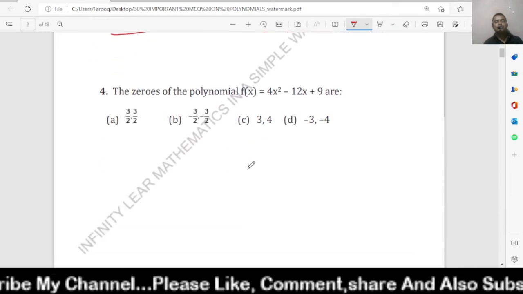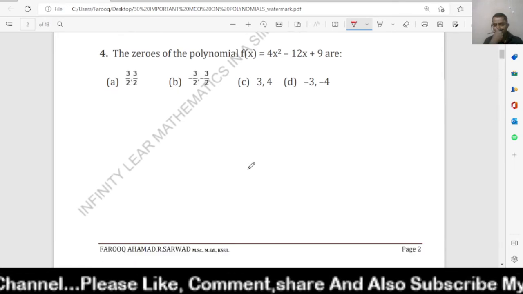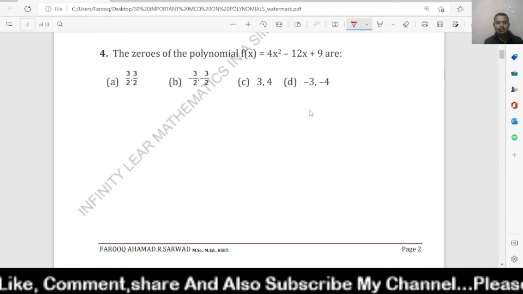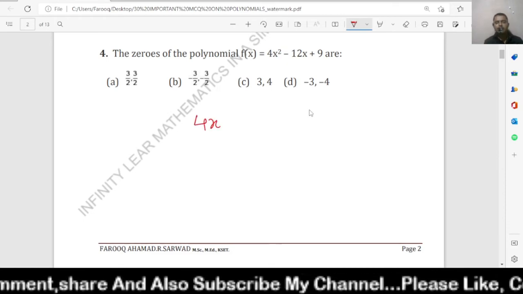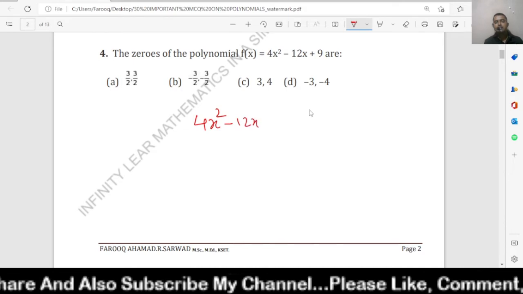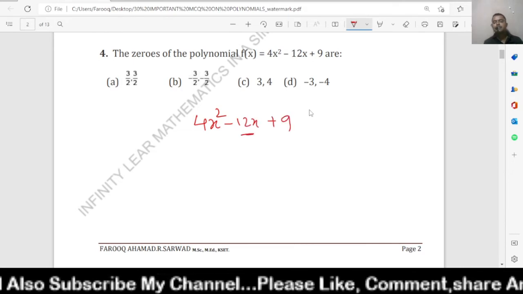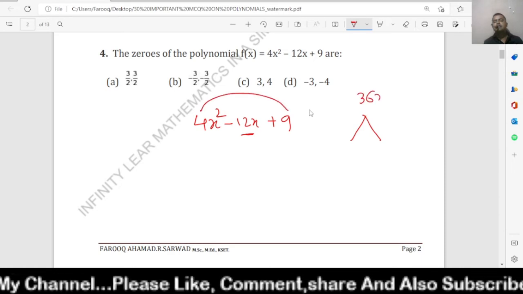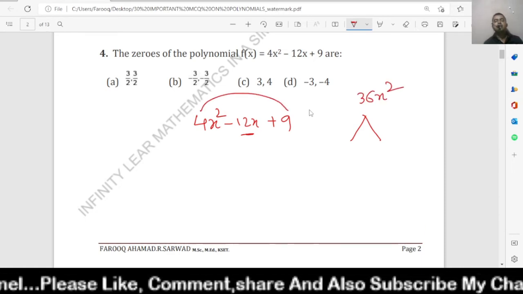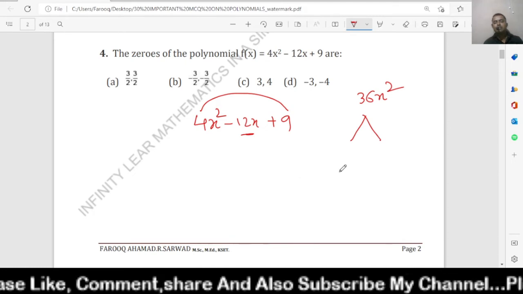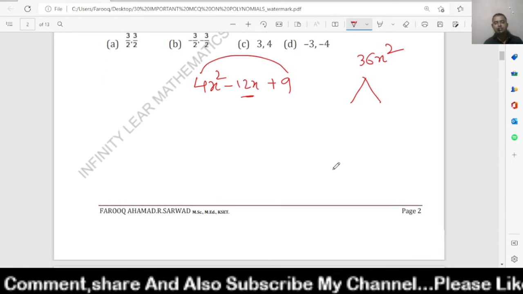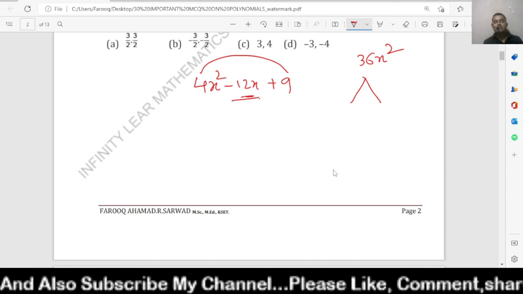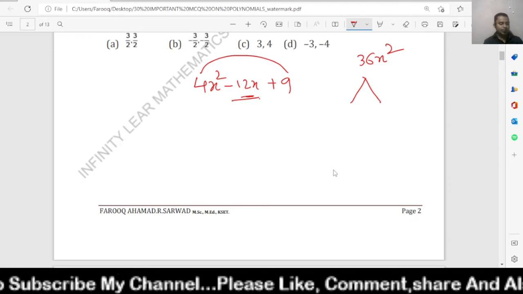And question number 4. The zeros of the polynomial 4x square minus 12x plus 9 are. Factorize this polynomial 4x square minus 12x plus 9. We have to split the middle term here. If you multiply 4 9s are 36, 36x square. If you multiply, you must get 36. If you add or subtract the two terms, you will get the middle term, that is minus 12. So what are the factors?